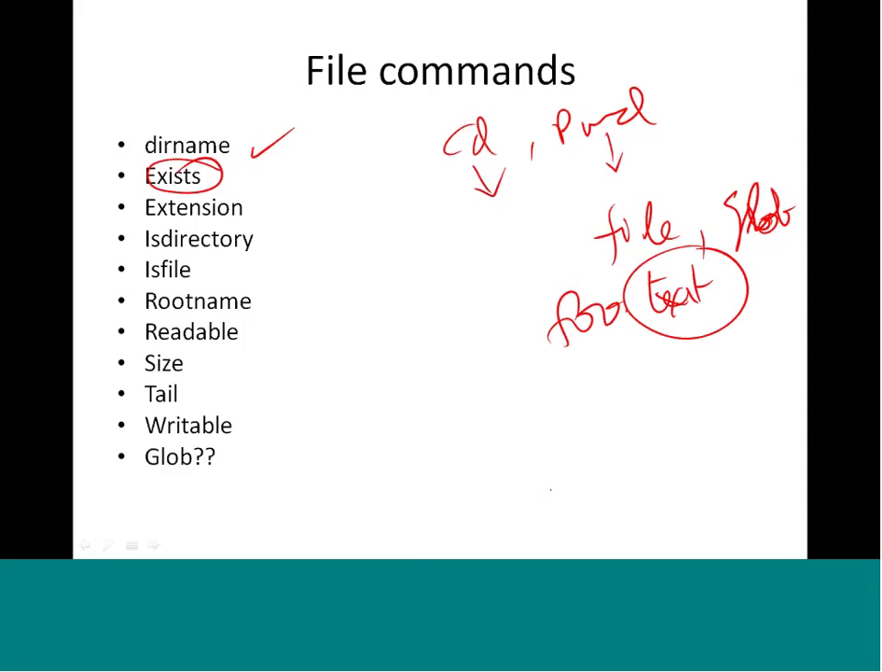These are all file testing commands. Then readable is another one which returns 1 if the permissions are set such that the file is readable. And then rootname is another one which gives the root part of the file name. Size gives the size of the file in bytes. And then file tail will return the file name part from the path string. And then you also have writable, which returns 1 if it is writable or 0 otherwise.